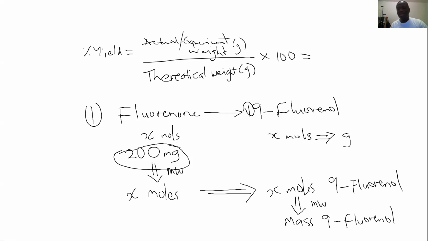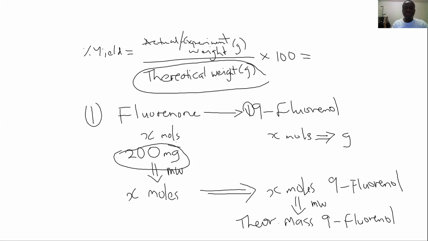I'm sure you guys are familiar with your stoichiometry, so I will let you figure this out. Once you have the theoretical mass of your fluorenol, you can slot it back into this equation up here, and there you go. You can calculate your percent yield now. If your theoretical weight is not correct, your percent yield will be wrong. So make sure you show all these workings in your write-up when you're done. Okay?